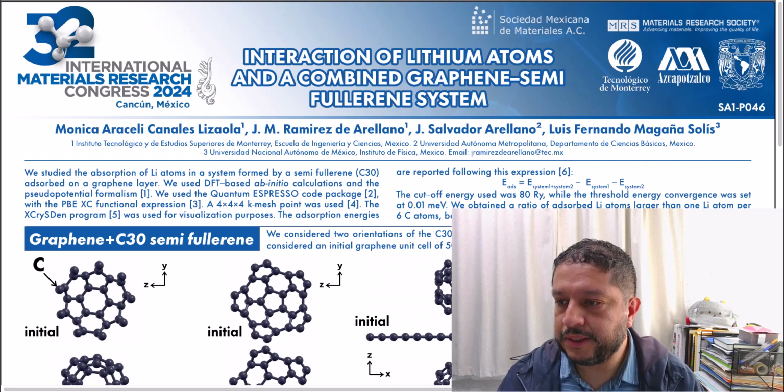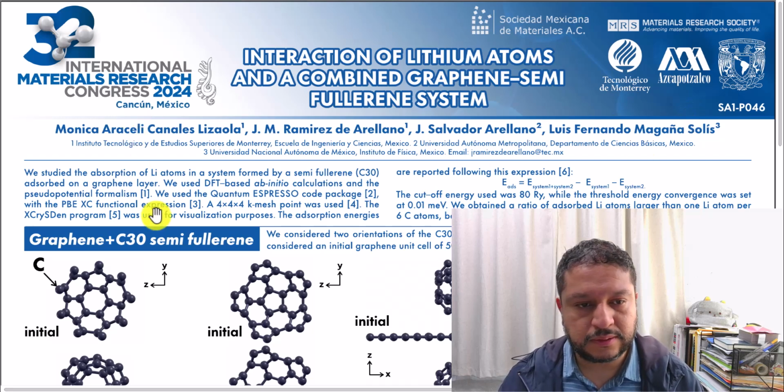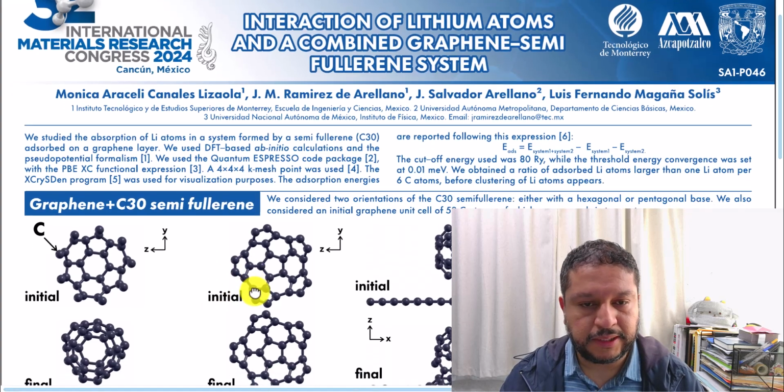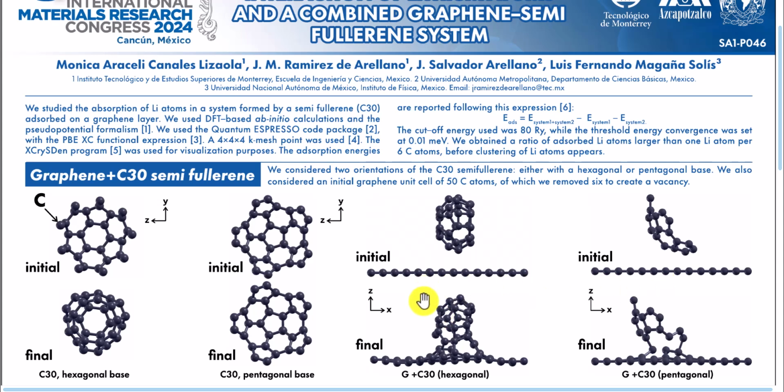This is poster PO46 and this is the team that worked on this project, and I will present very quickly the main results of this project. So we worked with structures called semi-fullerenes that were obtained by cutting in half a full C60 fullerene, and we then explore the interaction that these fullerenes would have in sheets of graphene.